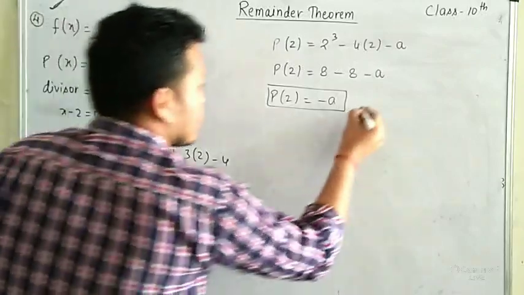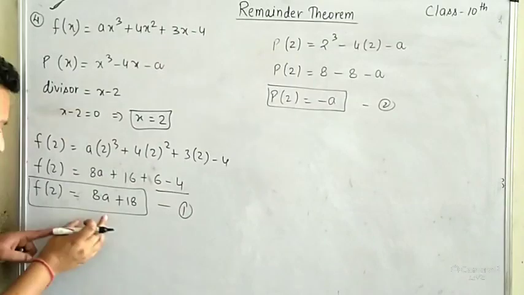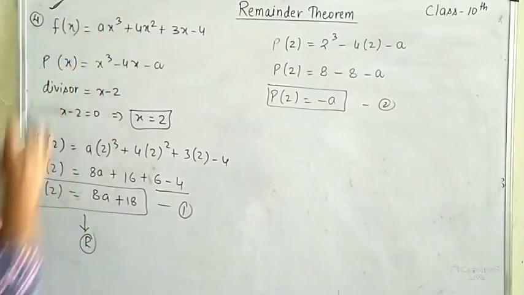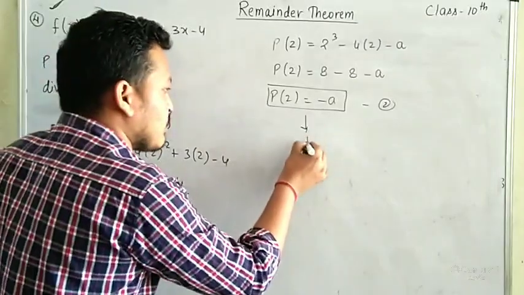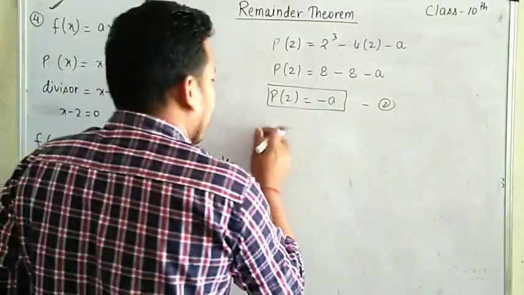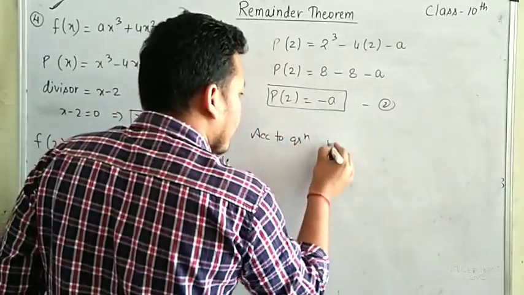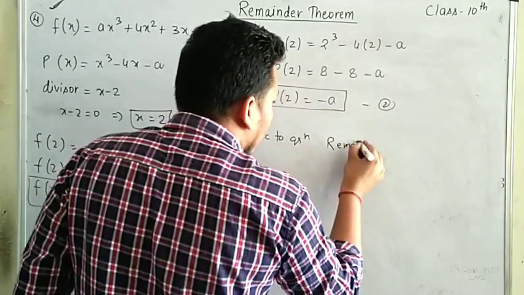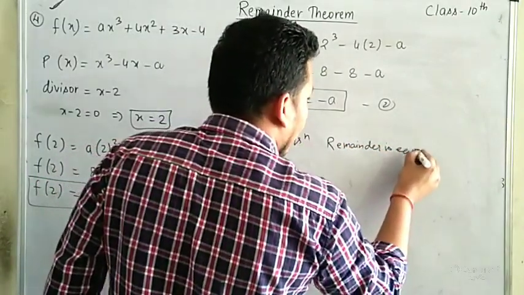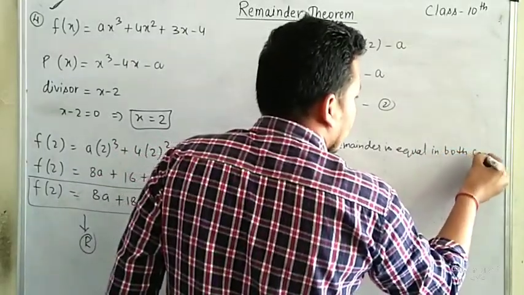Equation number first, this is equation number second. And as you know, what is this? This is our remainder for the first algebraic expression. What is this? This is also the remainder for the second algebraic expression. But according to the question, the remainder is equal in both cases.